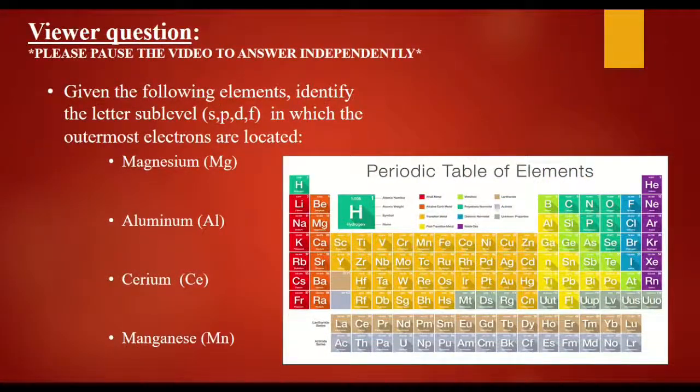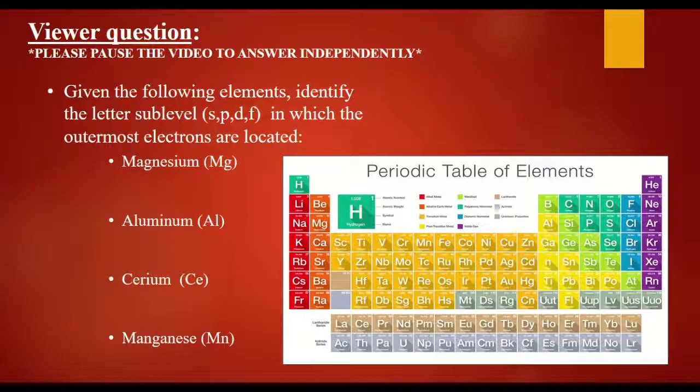The next question that we go over will be a viewer question for you. So after I read the question out loud, you can please pause the video to answer independently. The question is, given the following elements, identify the letter sublevel, S, P, D, F, in which the outermost electron of each element is located. At this time, you can pause the video.